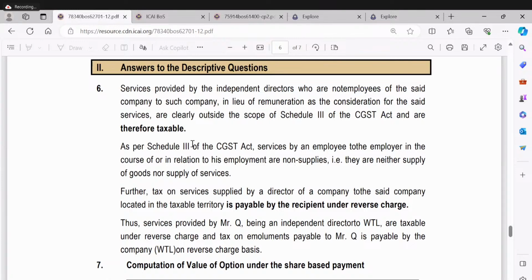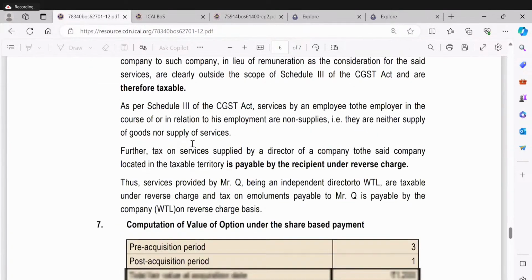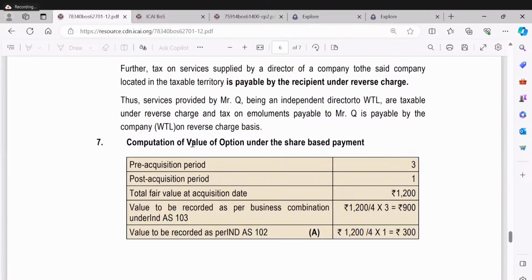Now, with this, we come to the end of the discussion with regard to GST provisions and the issues relating to GST. We have discussed all three questions, 2 MCQs and 1 descriptive question. The last issue which is left pertains to financial reporting, and that will be taken by Shilpa ma'am. She is already there in the session. So ma'am, over to you. Now you can carry on the session.